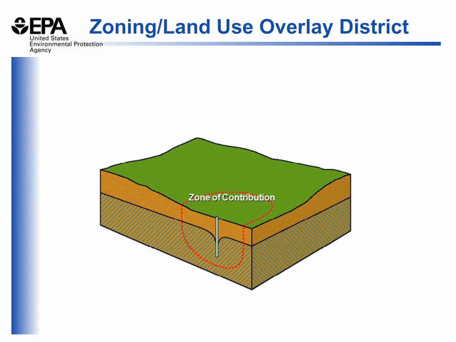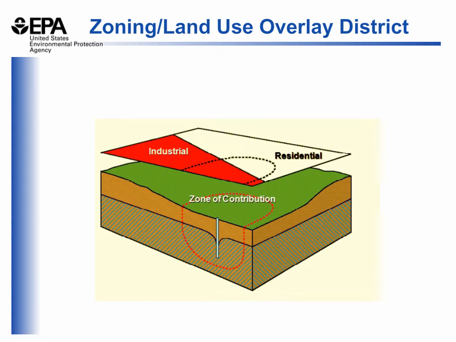On this slide, we show in cross-section the zone of contribution to a drinking water well. We then overlay the zoning map, or the land use map, for the community on top of that zone of contribution that shows areas where industrial development is allowed as opposed to where residential development is allowed. Most communities across the country have adopted a zoning map that dictates where different types of land uses are allowed to be built. And this is true for many tribal communities as well, where different areas have been set aside for industrial use, for residential use, or commercial use.